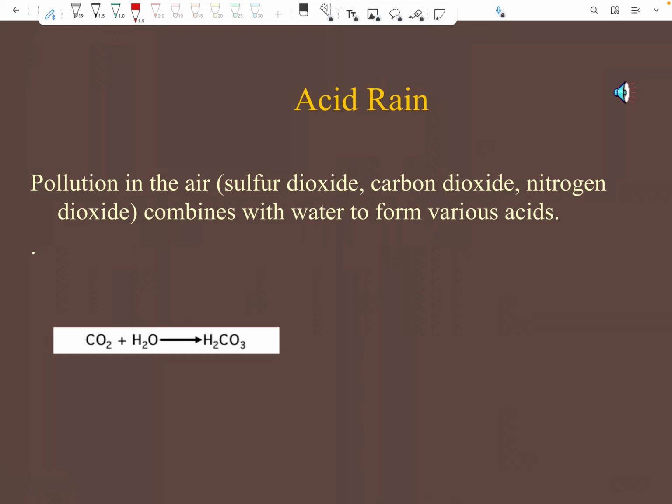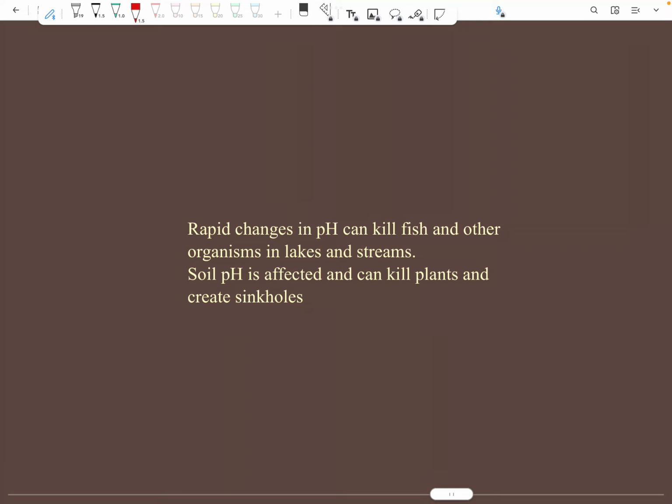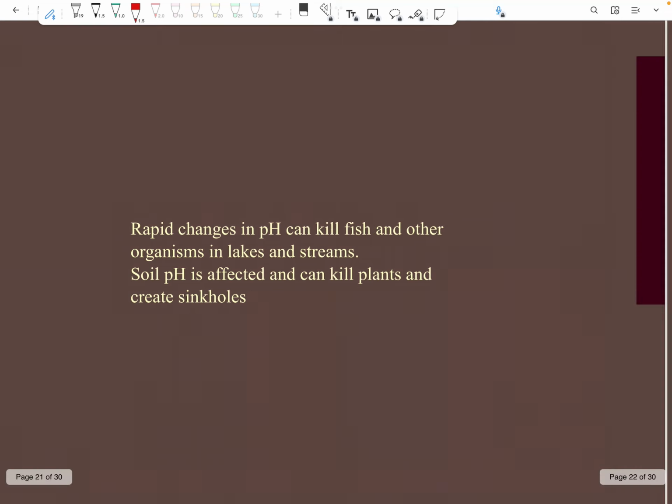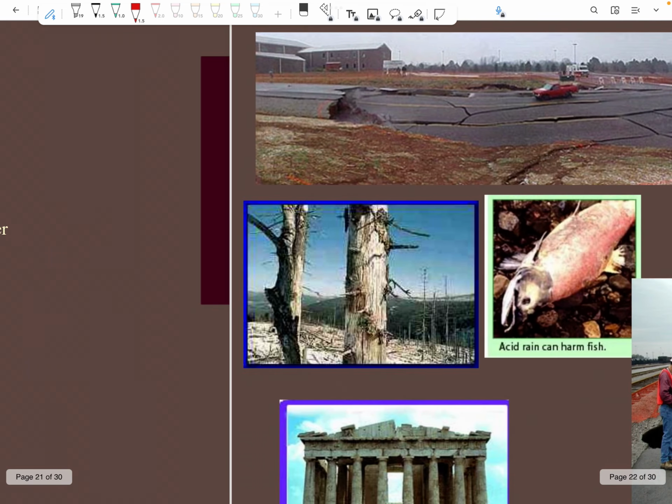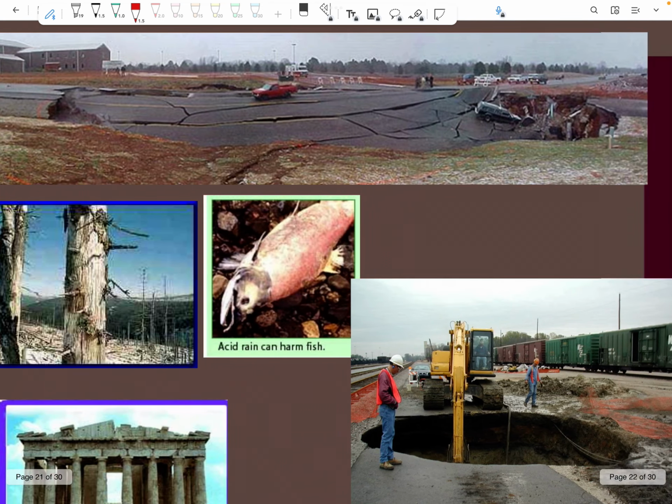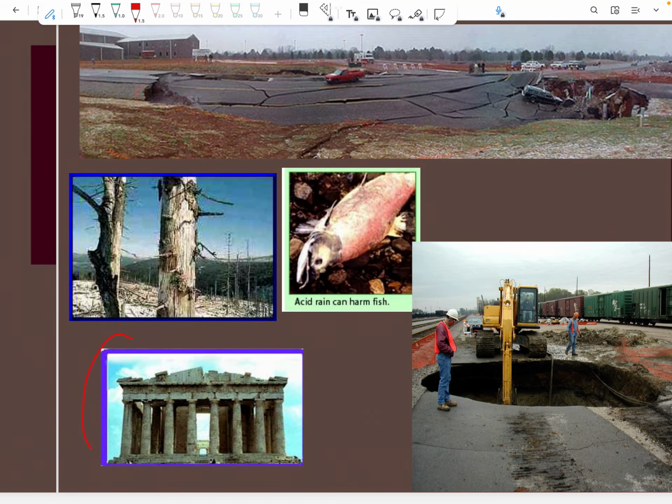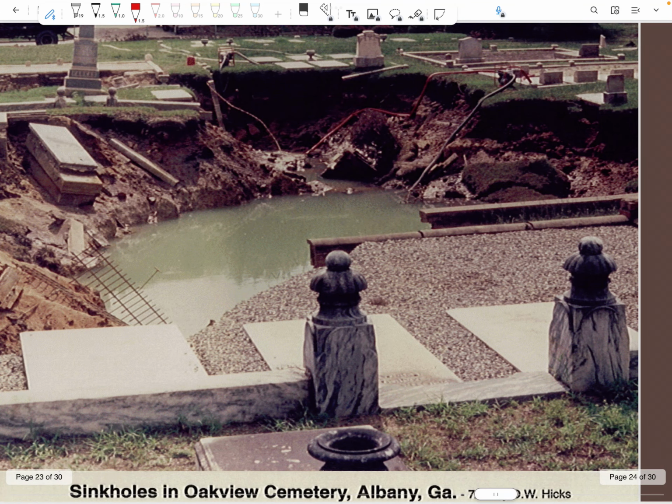And acid rain. Acid rain, when you combine carbon dioxide in the air with the water in the air, they combine to form various acids, and it's pollution. And acid rain does a really good job in killing animal life, especially in lakes and rivers, streams, ponds, and even in the soil. You can see here's examples of what acid rain can do. It can cause sinkholes, it can harm fish, it can kill trees, it can wear away rock and stone, which it does, and even form sinkholes in other parts of the world.